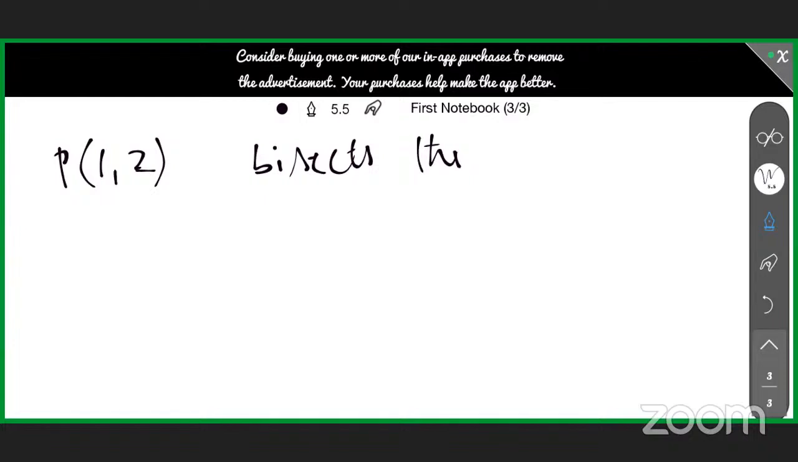There is a line passing through the point P (1, 2) such that this point P bisects the line and makes the partition between the intercepts of the axes. Now you have to find the equation of that line. That means there is a line making intercepts with the coordinate axes, and there is one point P which is bisecting this line.